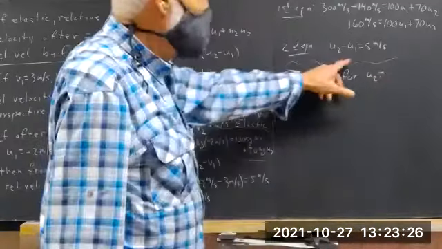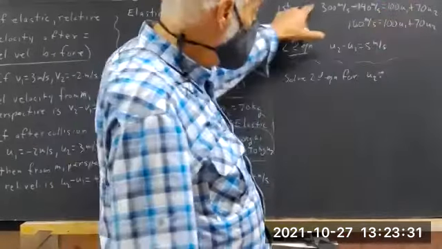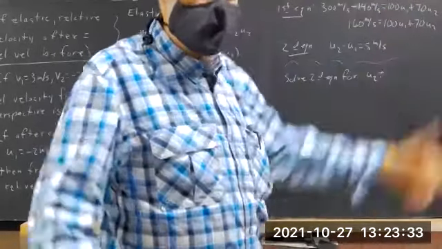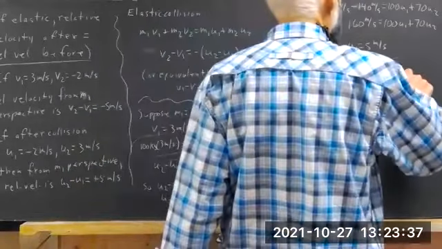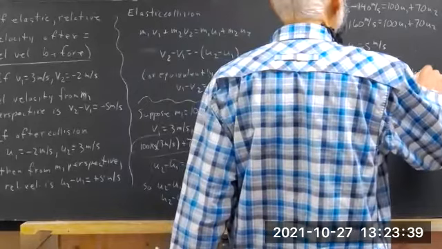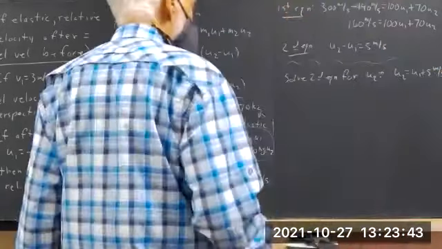Solve the second equation for either U1 or U2, then substitute that into the first equation, and now we've only got one variable in the first equation, and it's real easy to solve. So I'm going to get U2 equals U1 plus 5 meters per second.